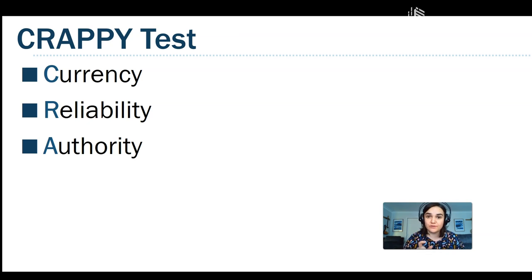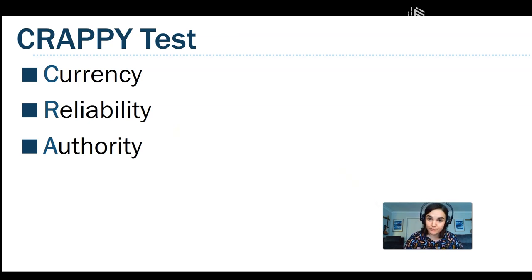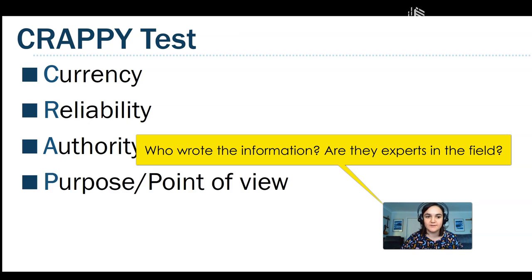A is for authority. Whoever is giving you the information, do you think they have the authority to tell you what to believe? So if it's Bob from Facebook, you have to think, does Bob have that authority to tell me that thing, or is that just his opinion? If you're looking at a .com website, have a look at who wrote it. If it doesn't have an author written there, it's probably not reliable because you can't tell whether or not the person actually knows what they're talking about.